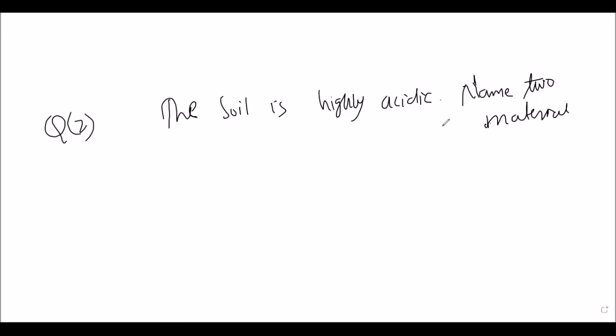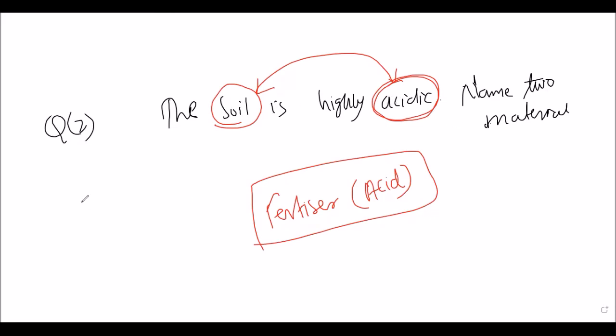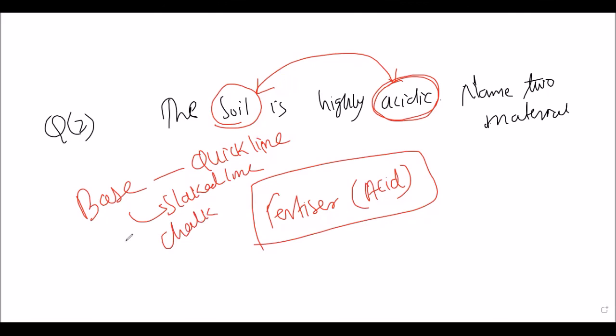Which are the two materials we have to add to reduce the acidity? Quicklime, slaked lime. So if the soil is highly acidic, then we have to use a base, such as quicklime, slaked lime, and chalk. Anyone you can use, anyone.